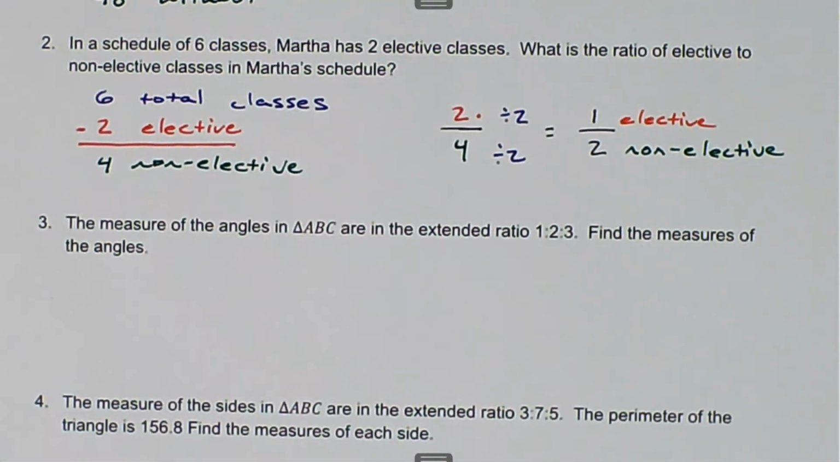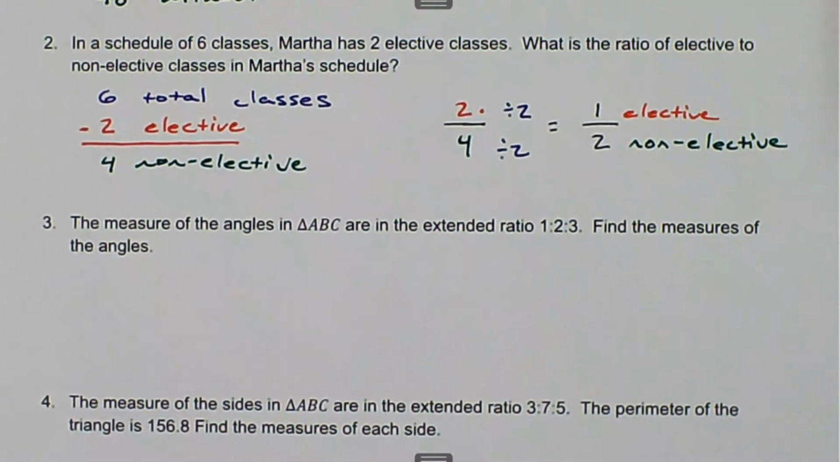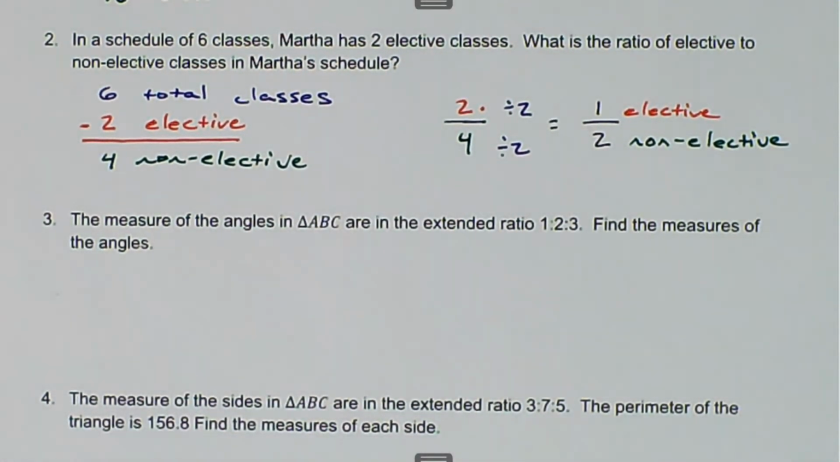We have example 3. The measures of the angles of triangle ABC are in the extended ratio 1 to 2 to 3. Find the measure of the angles. So in this one, instead of just comparing 2 things, we're comparing 3 things. We have to go back a couple chapters and remember all of the angles of a triangle add up to 180 degrees. So that's the triangle sum theorem.